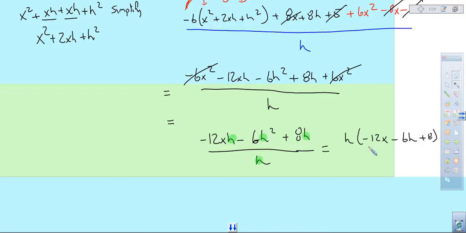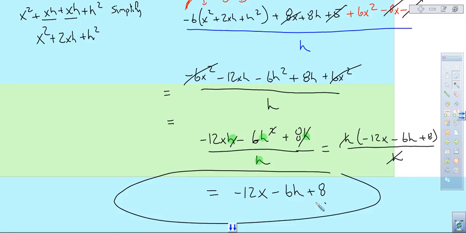So if I factored the h out of the top, I took an h out of the first term. I took one h out of the second term. I had 2 of them to choose from, and I took an h out of the last term. That way, those h's would cancel. Either way, whether you just canceled like this, that brings me down to my final answer of negative 12x minus 6h plus 8. And that is my difference quotient solution when I have a little more complicated quadratic there.